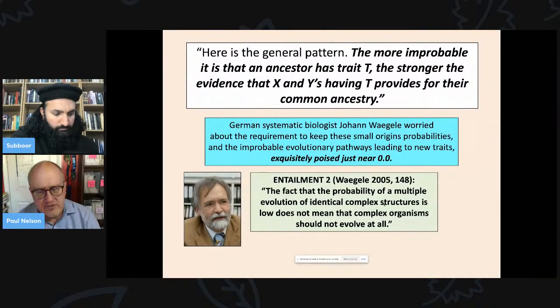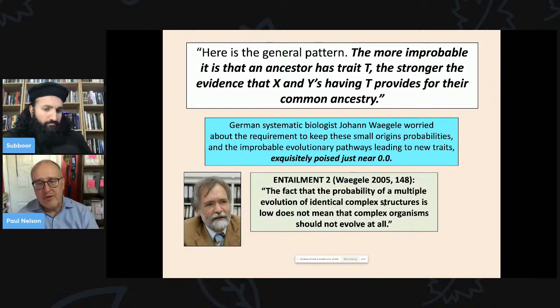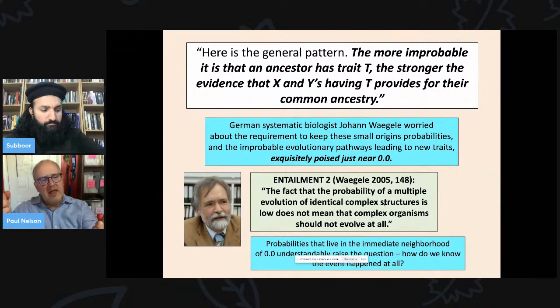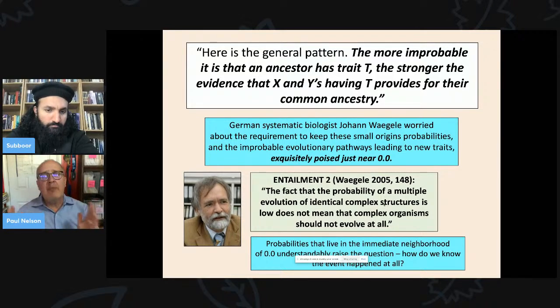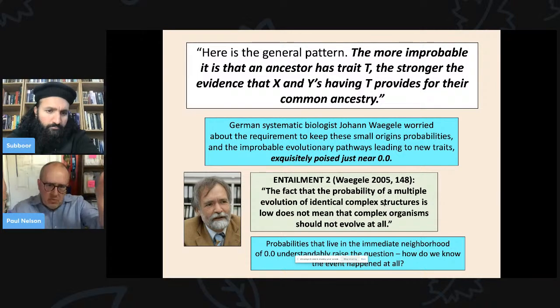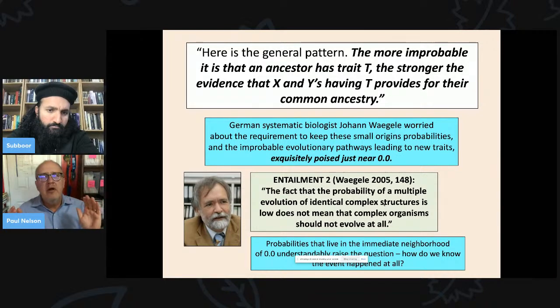Okay. So in his 2005 book on the foundations of phylogenetic inference, Wegele says he's troubled. He says the fact that the probability of a multiple evolution of identical complex structures is low does not mean that complex organisms should not evolve at all. What's the problem? The problem is that probabilities that live in the immediate neighborhood of zero, they're just barely on the positive side of zero along the probability interval here. How do you know that they happened at all? Because what you're invoking is something that is effectively indistinguishable from a naturalistic miracle. And Wegele, as he reconstructs phylogenetic inference, says we have to have these things happen, but in order for us to invoke common ancestry, they can only happen once. And things that can only happen once are teetering right on the edge of not happening at all.